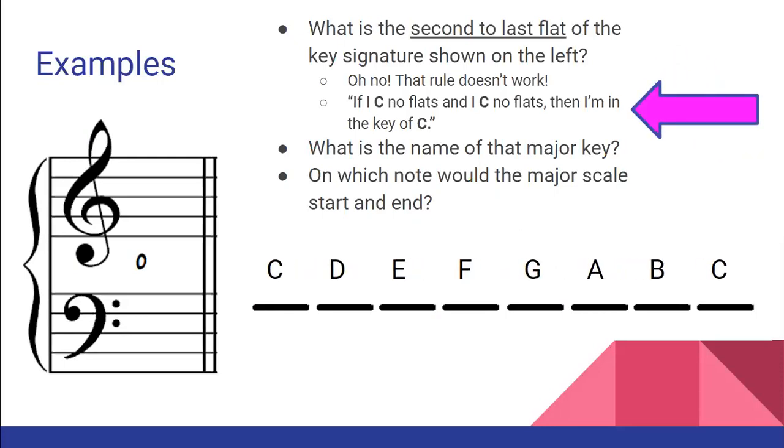C, D, E, F, G, A, B, C is our final answer. Then we should practice the scale going downward as well. C, B, A, G, F, E, D, C.